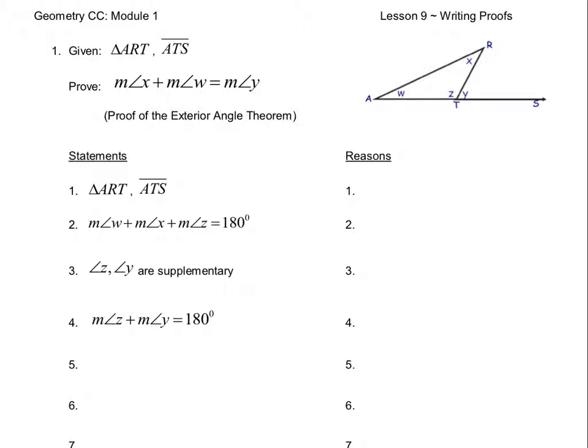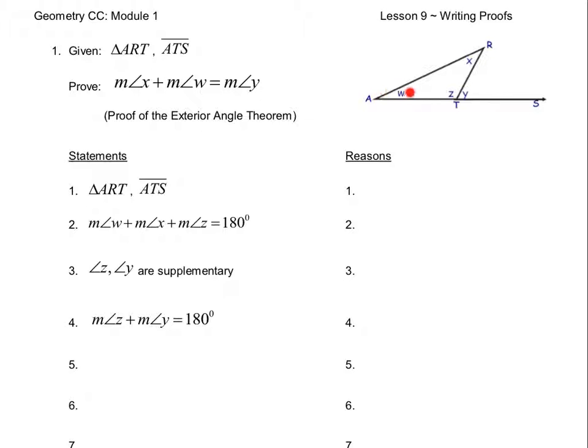Hi, I thought I'd go through these proofs one more time. Feel free to stop the video and take a break and go from page to page, skip pages, and go to whatever proof you need. So here we have given to us triangle ART and line segment ATS.